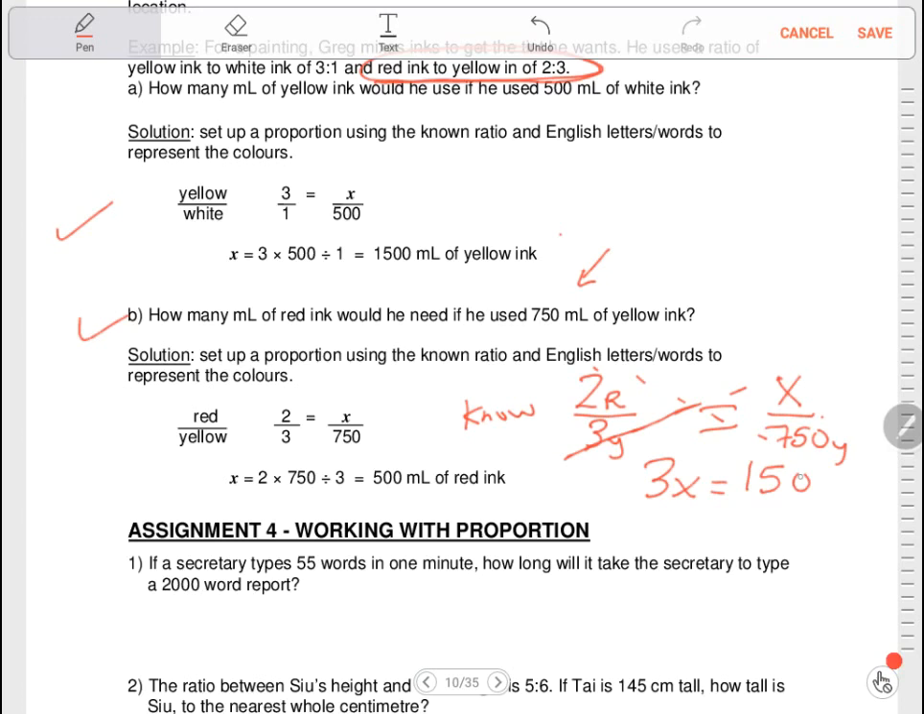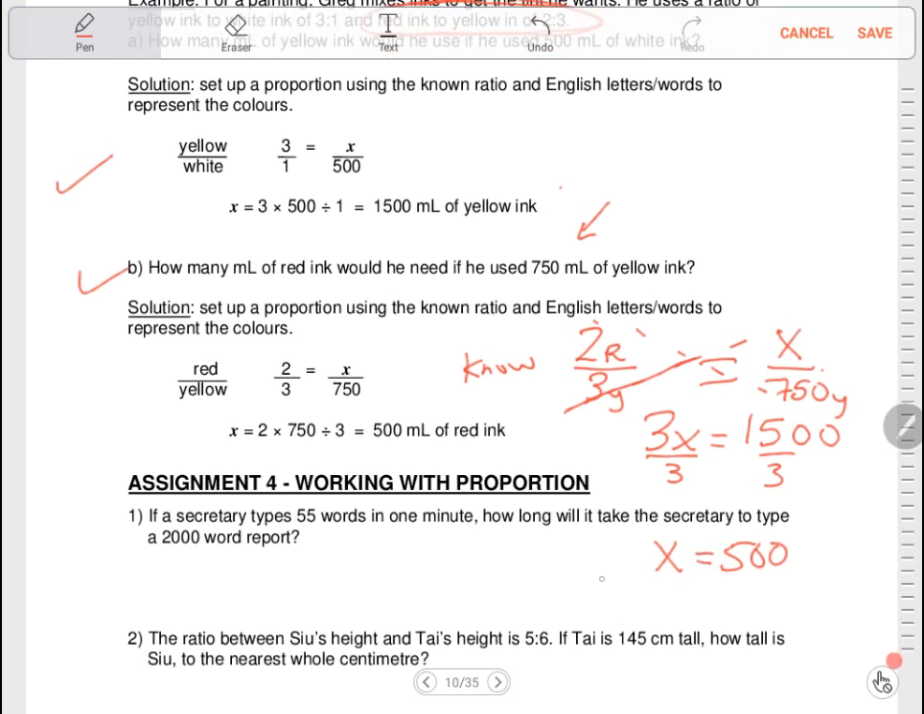That's 1,500. Now, as you know, we do not want 3 x's, we want 1 x. So as I told you before, you have to divide by the number in front of the x. That's divide by 3 on both sides. We now have 1 x, and it should work out to be 500 milliliters. Okay, so I would write a final sentence, and I'd say 500 milliliters. You gotta have your units of red ink.